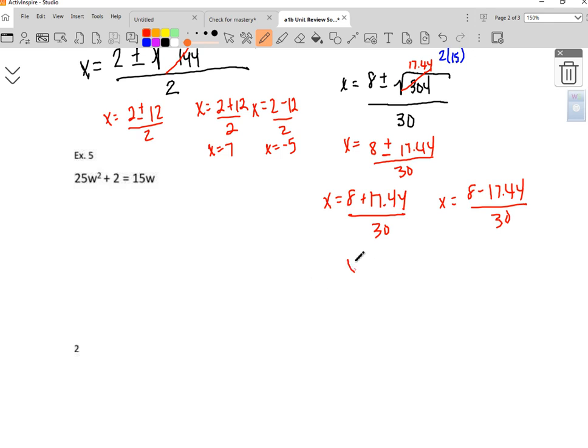And so now x equals 0.848, 0.8, we're going to round that to the hundredth place, 0.85. And we're going to do this one on our calculator. 8 minus 17.44 equals, it'd be 0.31. Yes, it's a negative though, right? Yeah, negative 0.031. And we're going to write that in our set notation.